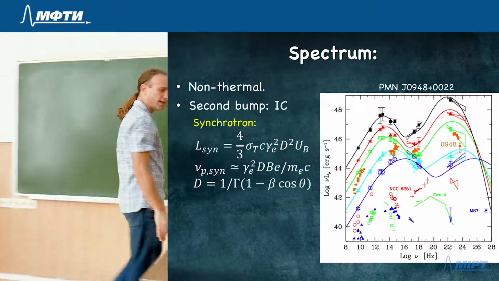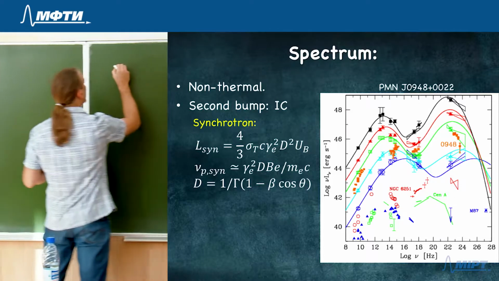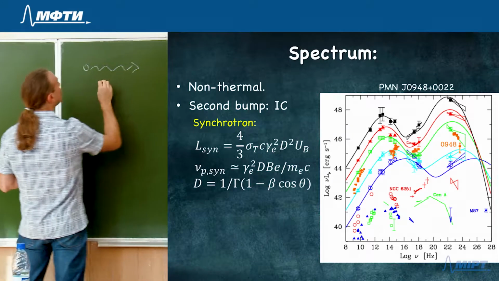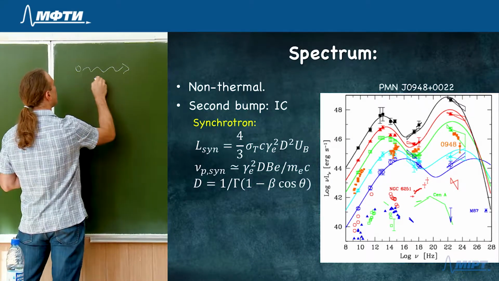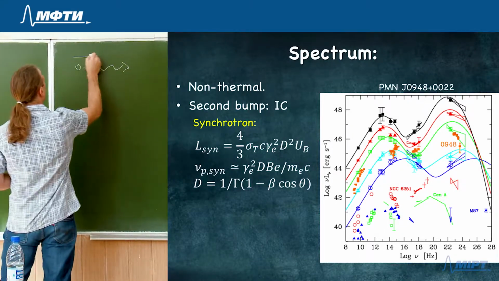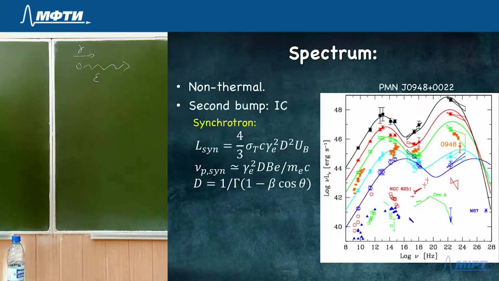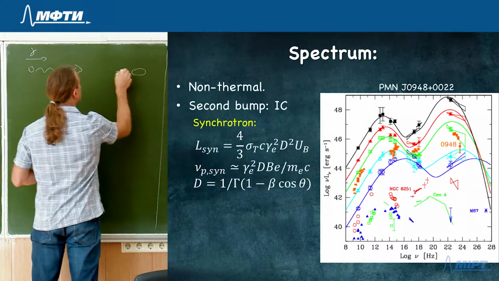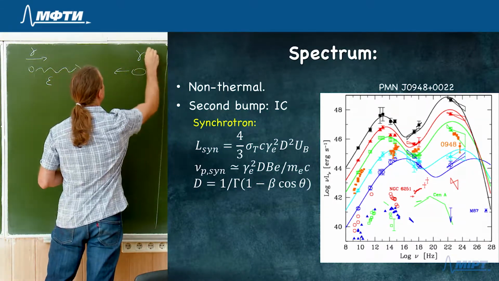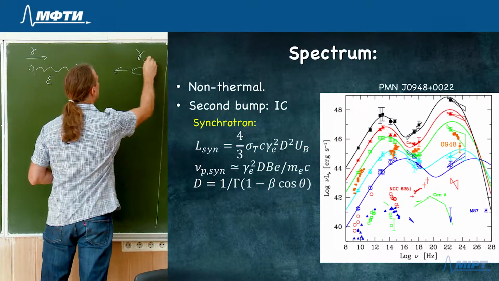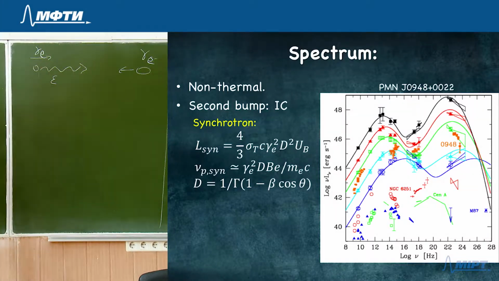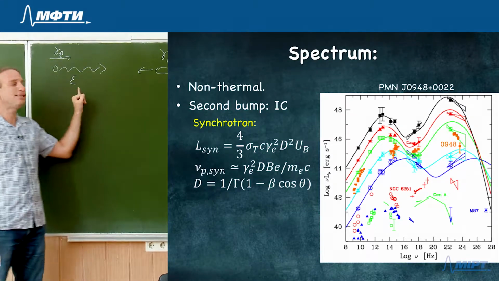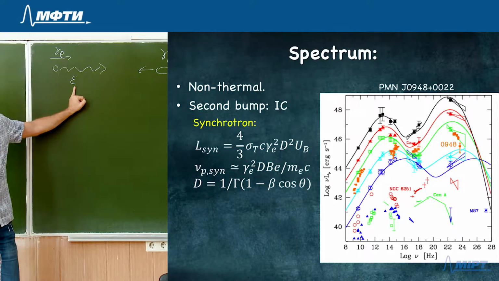So imagine that we had an electron, and the electron emitted a photon with some typical energy epsilon. And this electron moves at a Lorentz factor gamma. And there is another electron within this blob that also moves at a Lorentz factor gamma, because the random motion of the electrons is gamma. Now, within the rest frame of this electron, what is the energy of this photon?